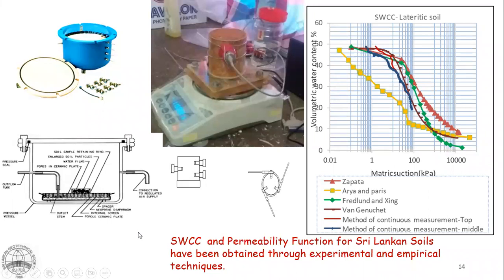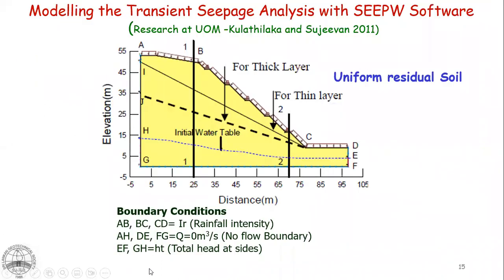And also we have used existing empirical relationships relating these to the particle size distribution and plasticity characteristics. So here shows a comparison of the soil water characteristic curves obtained by different techniques. So we use these to model the infiltration into sloping grounds in Sri Lanka.